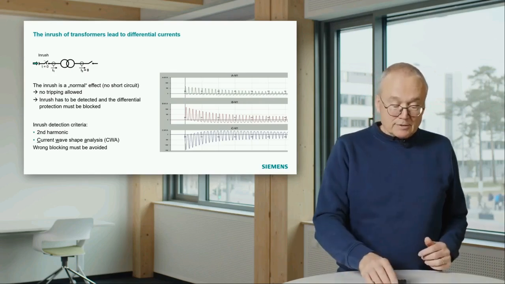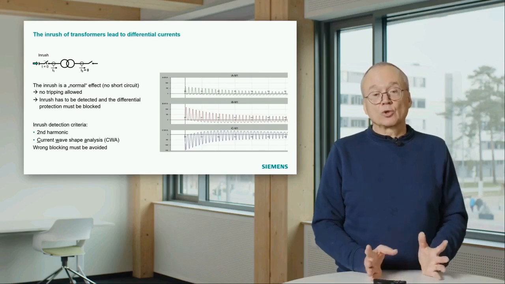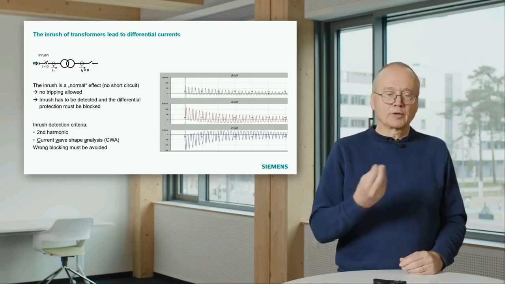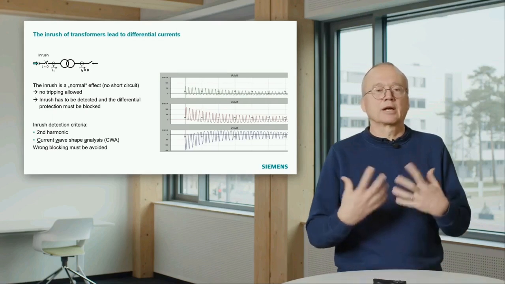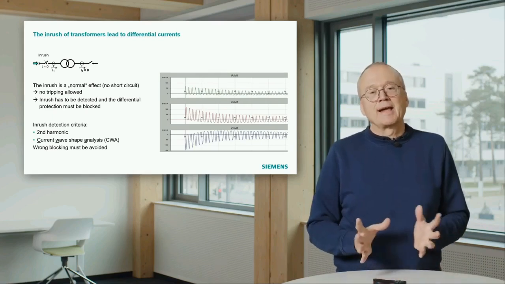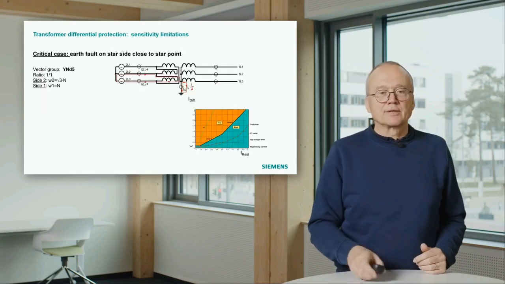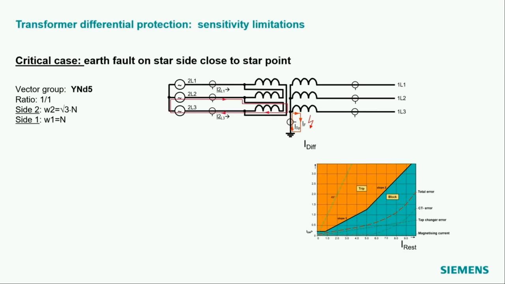Of course, differential protection also for transformer has a certain sensitivity limit. Now you saw we have differential currents coming from tapping, from magnetizing current, from current transformers. It has a certain sensitivity limit, and there is, for instance, one type of fault where this sensitivity limit may disturb us. That is a winding fault.